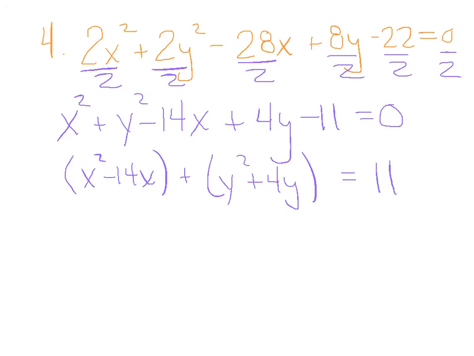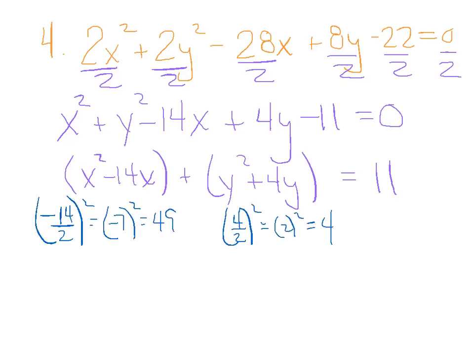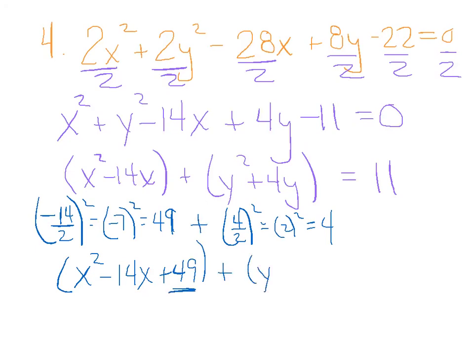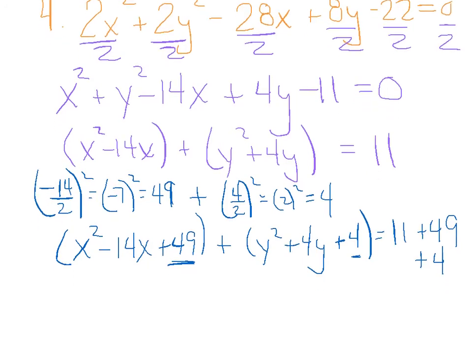Go ahead, complete this square. Check back with me, see if I did it right. You'll notice I got 49 and 4. So I'm going to rewrite this as x squared minus 14x plus 49. Here's where I added it in. Plus y squared plus 4y plus 4. Here's where I added it in. And again, make sure you add both of those numbers to the other side. Remember to balance your equation.